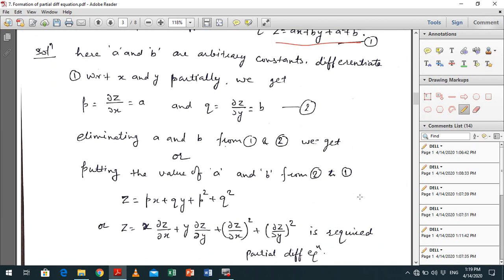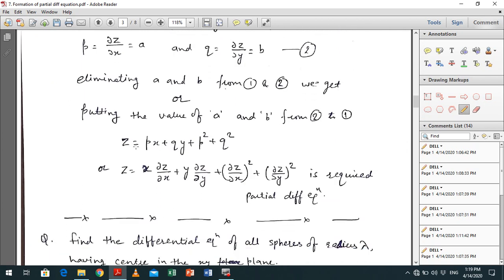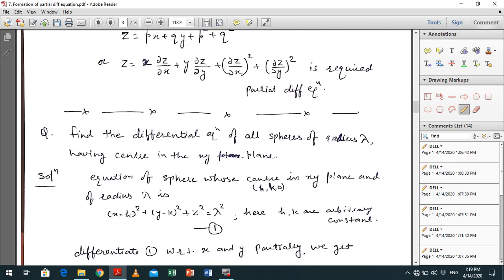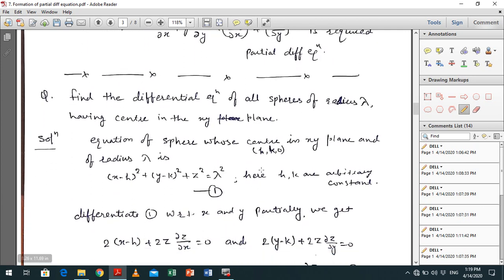So the required first order partial differential equation is z equals px plus qy plus p square plus q square, where p is del z upon del x and q is del z upon del y. Now look at another example. Find the differential equation of all spheres of radius lambda having center in the xy plane.